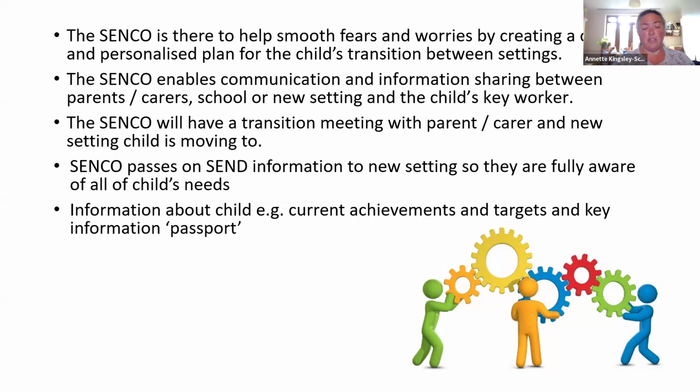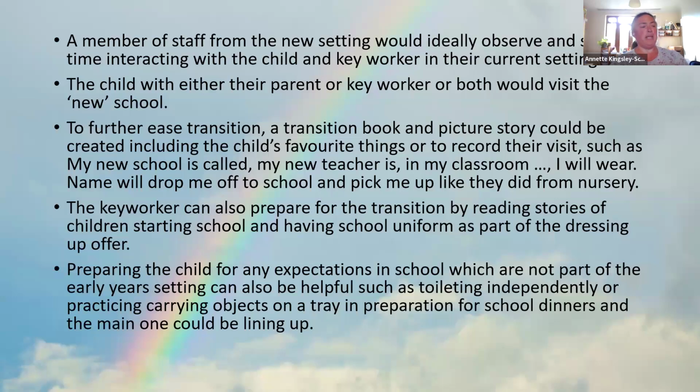Information about the child, e.g. the current achievements and targets and the key information passport will also go too. So this picture with the blue sky thinking and the rainbow is in an ideal world where everybody has plenty of time and plenty of resources. So not all of these will be possible, but in an ideal world, a member of staff from the new setting would observe and spend time interacting with the child and key worker in their current setting. The child with either their parent or key worker or both would visit the new school.